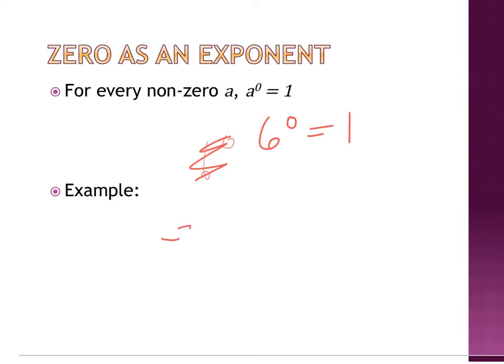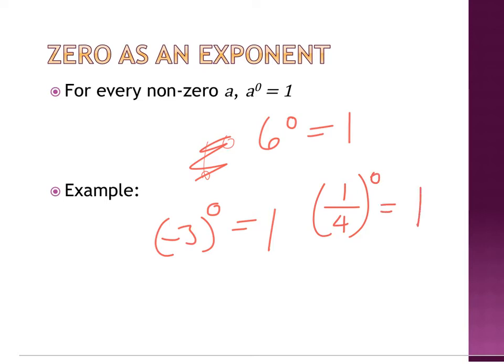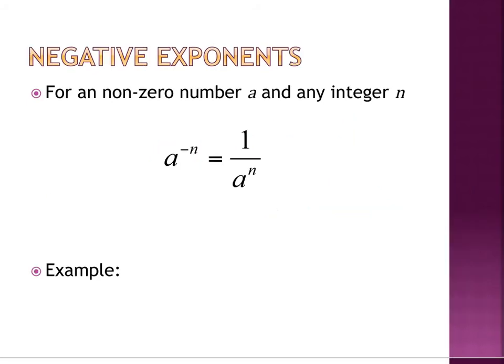If I have negative 3, notice I'm going to put parentheses around it so I take the whole thing with me, to the 0 power, that's the number 1. Likewise, if I give you a fraction, 1/4, the whole thing to the 0 power is the number 1. It's a rule. Now, if you're curious to know why, I do have a video for you to check out on Khan Academy where it explains limits and where it all comes from.